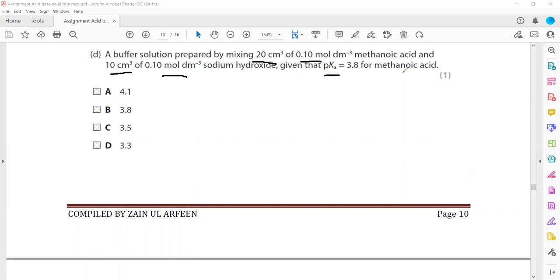The dissociation constant of methanoic acid is given. First, the methanoic acid reacts with sodium hydroxide. I drew ethanoic acid instead of methanoic. Methanoic acid is HCOOH, and it reacts with sodium hydroxide, NaOH. As a result, it will produce sodium methanoate plus water.